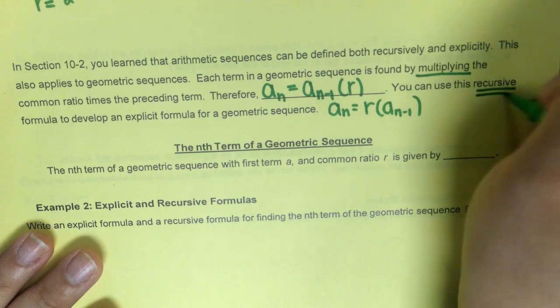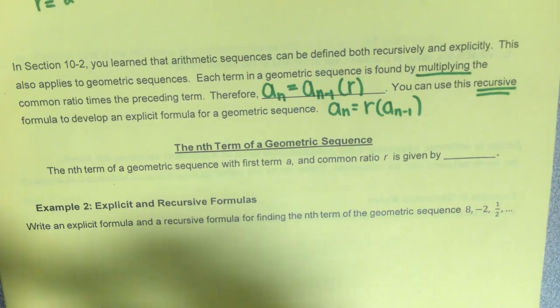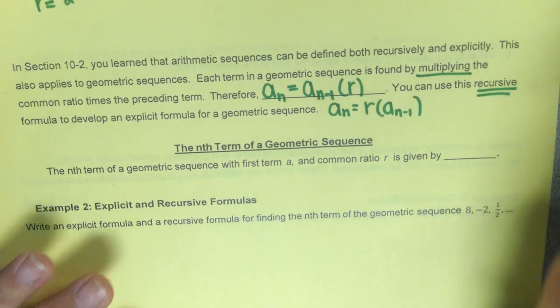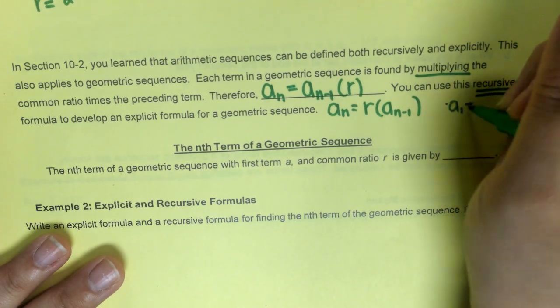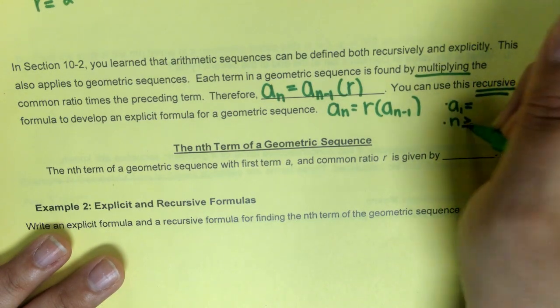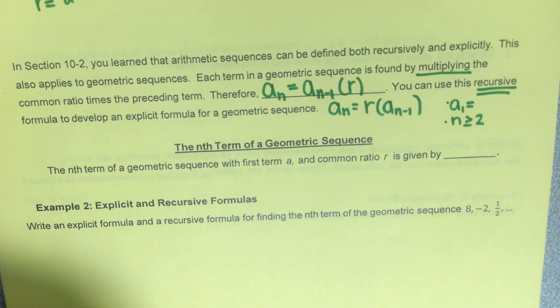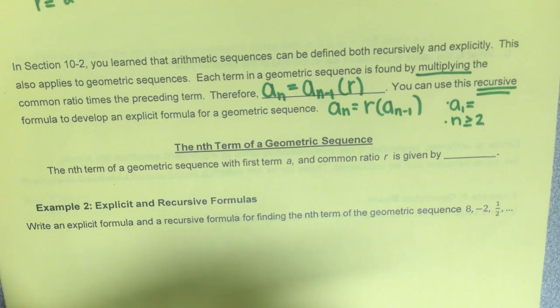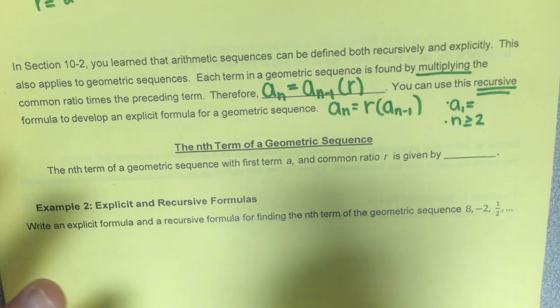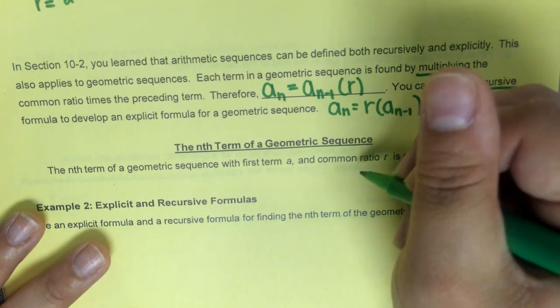This is the recursive formula. What else do you need for a recursive formula? The start and the domain. Do y'all agree with that? Okay. Next, the nth term of a geometric sequence with the first term a of 1 and a common ratio r is given by, this next one is our explicit formula.